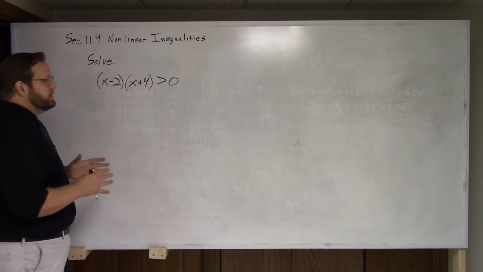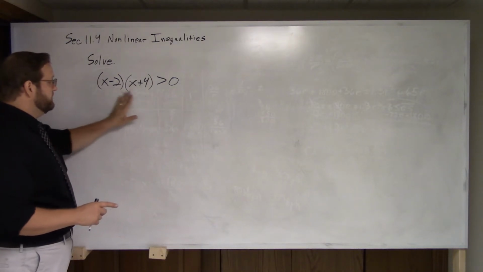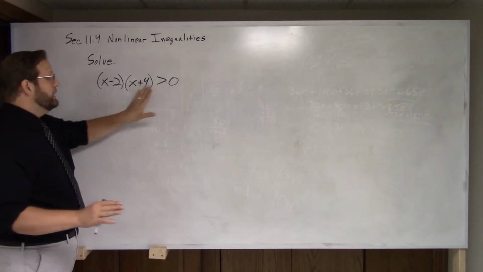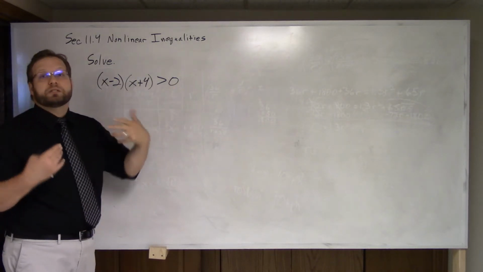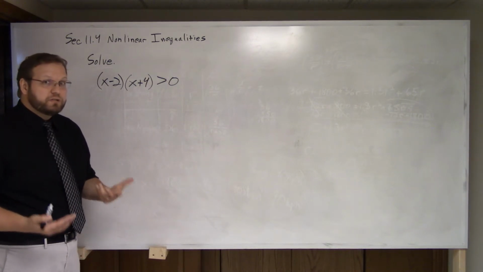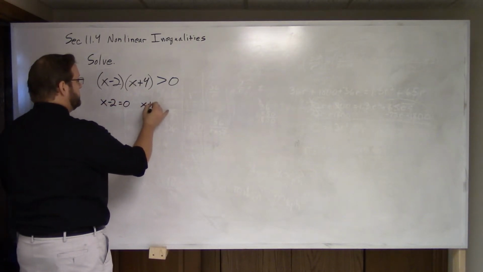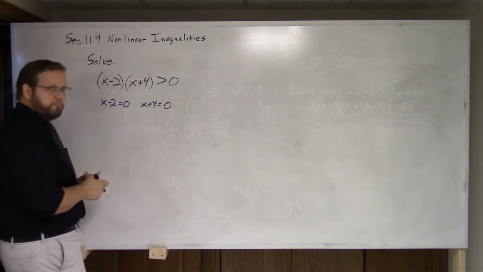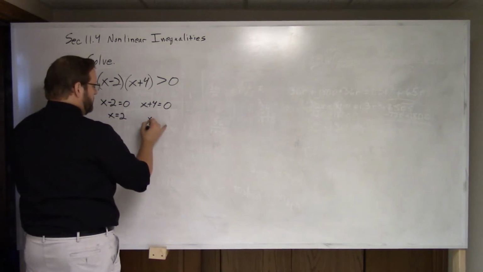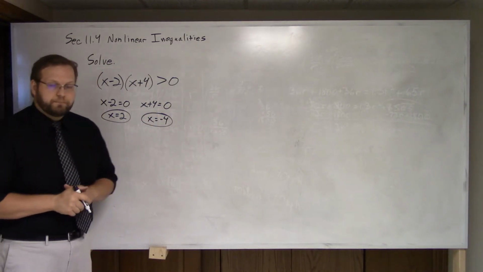So what we're going to do is first, whenever we have something like this, a polynomial of any kind on this side, we want to have a 0 on the other side, which we already have, and then we're going to solve this as if this was an equation, okay? So if we have the 0 on one side, we're just going to set each of those factors equal to 0. So x minus 2 equals 0, x plus 4 equals 0. Add the 2, subtract the 4. And we have those, okay?